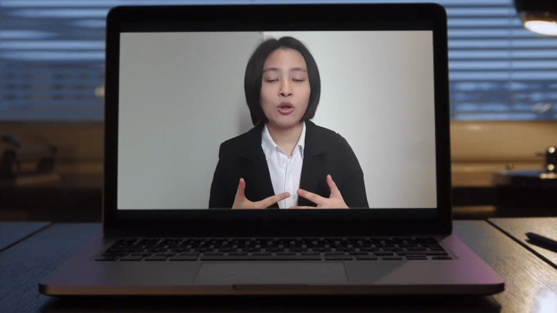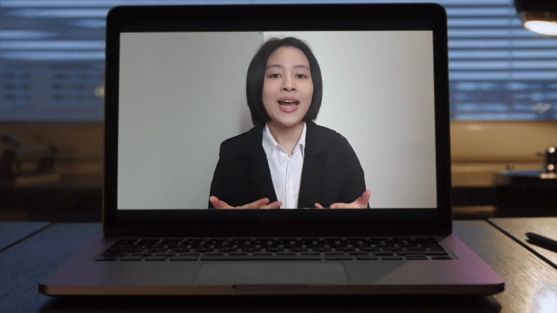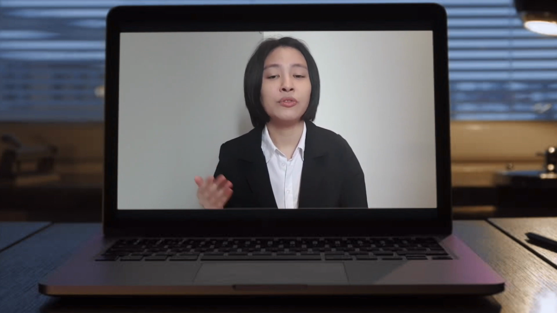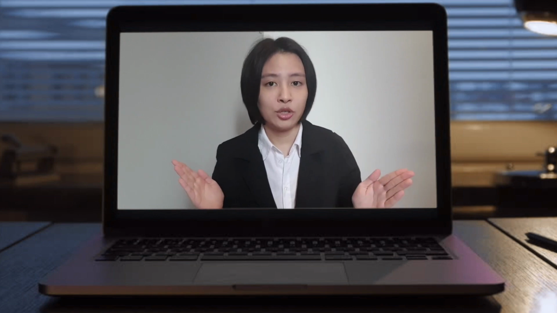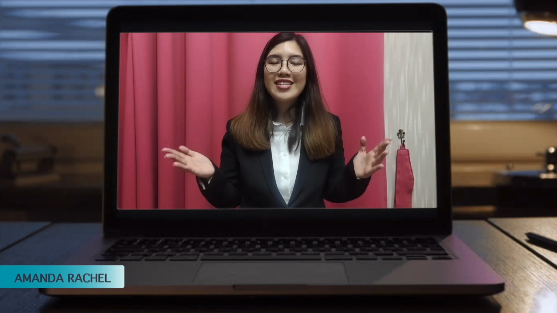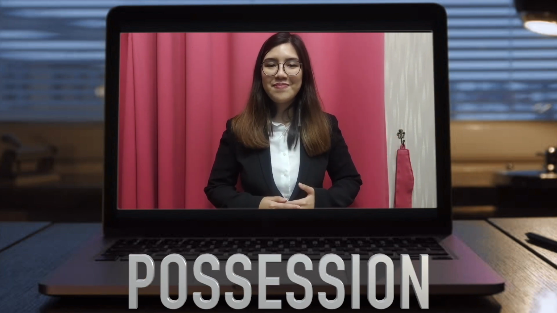Now I'll pass on to Amanda, who will critically analyse whether or not the right of possession strikes an appropriate balance in protecting the interests of both the mortgagee and the mortgagor. Thank you, Kelsey. I will be further elaborating on the law on possession.